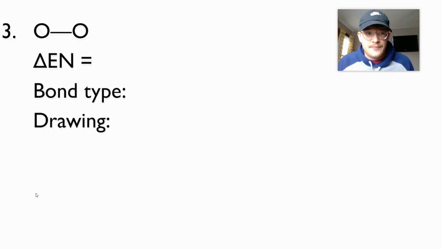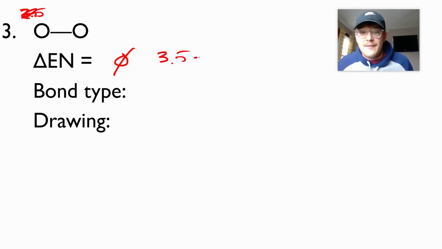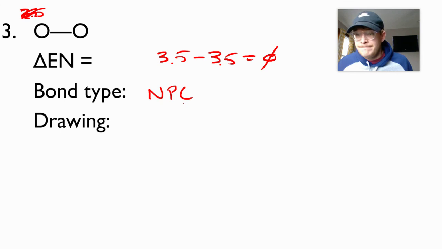All right. And then I'm not going to go through this problem, but again, here you got two of the exact same element. That's the case where you know that delta En would be what? It would be 0. Why would it be 0? Because you're taking the electronegativity of oxygen, which I forget what it is. I think it's like 3.5. So it'd be 3.5 minus itself, 3.5, which is 0. Okay? So what kind of bond type would that be? That would be non-polar covalent because they're sharing it very, very equally.